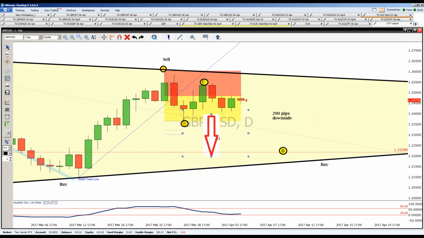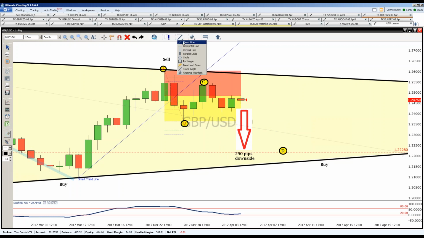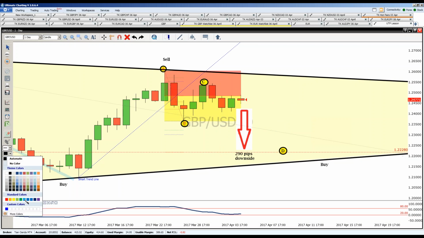How does that sound like a plan? Trade this one all the way down to the D extension for the next 290 pips, then wait for the market to hit support, and then look for a buy again. How does that sound like a plan?